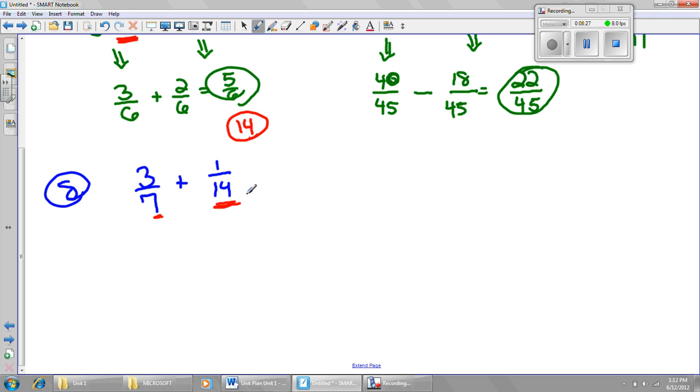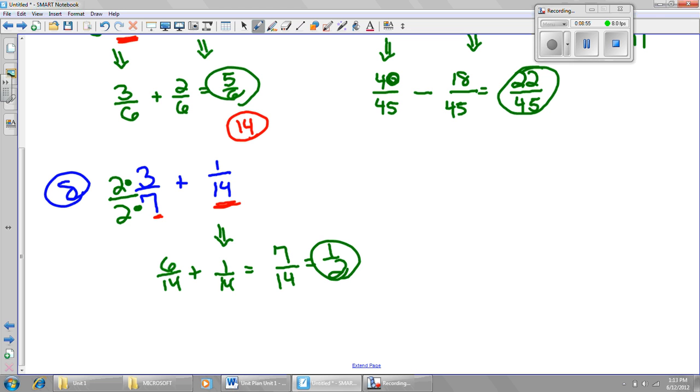Now this fraction here, I'm not going to do anything to because it already has the common denominator of 14. So I'm going to do 1/14. This one here, I'll multiply the denominator by 2, and then I'll multiply the numerator by 2. And it'll turn into 6/14. And 6/14 and 1/14 make 7/14, and that simplifies to 1/2.